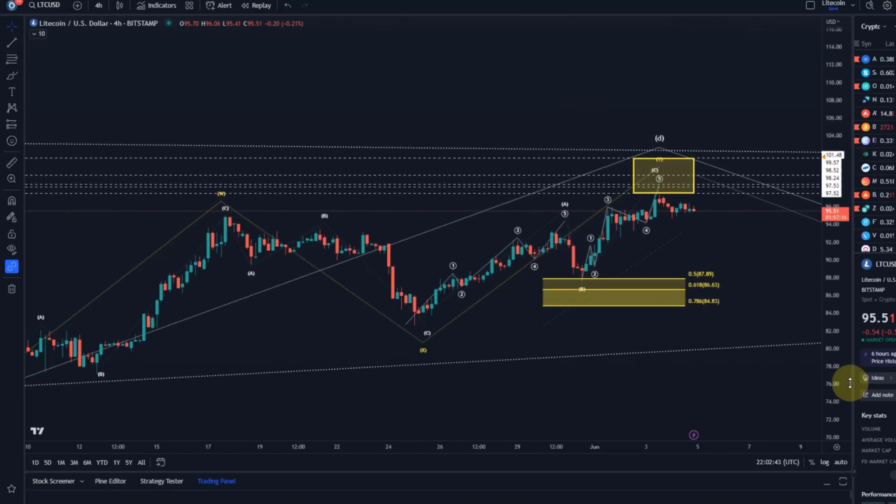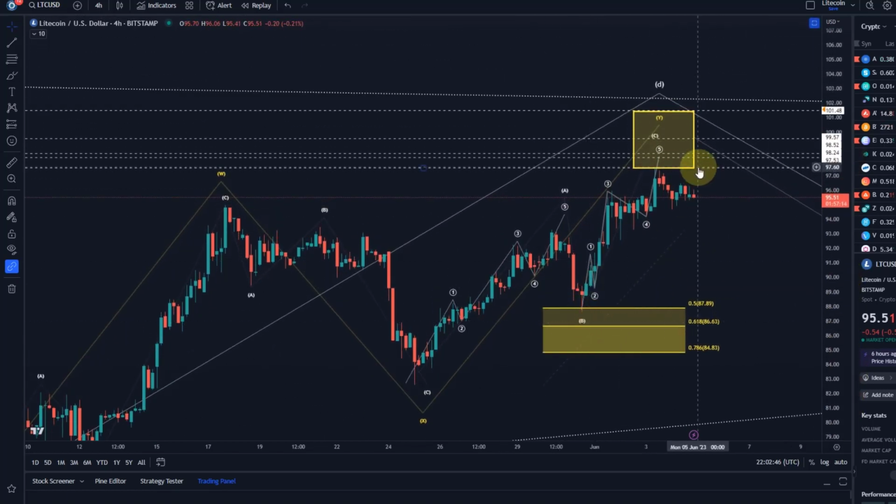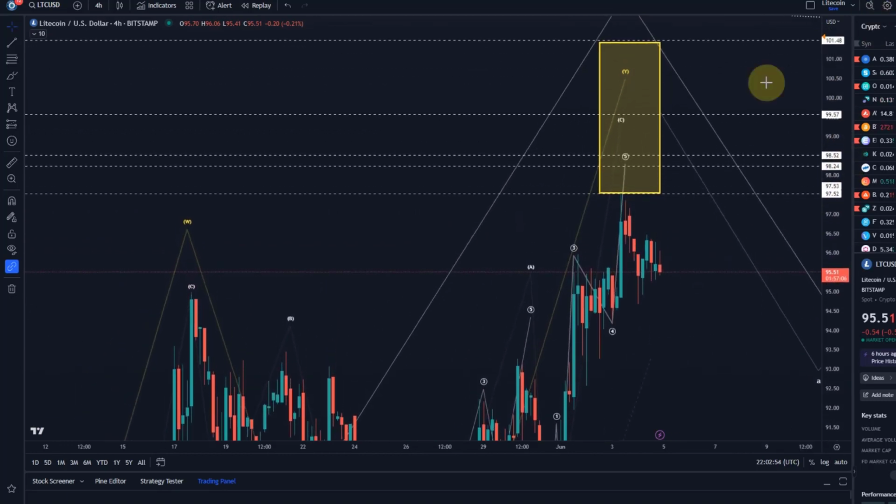Then it rallied in what I believe is now a 5-wave move, a 1, a 2, a 3, a 4, and this was the target. It touched the target. I put that box in the last video on the chart and it touched it. So it's $97.50 was the very first target level.